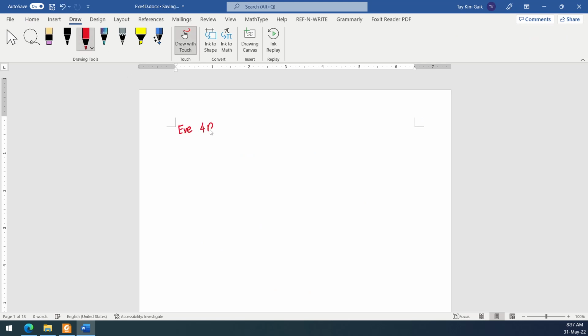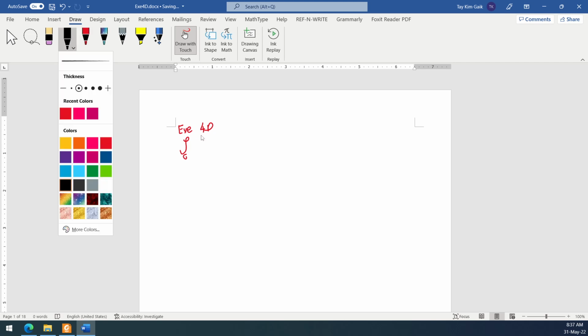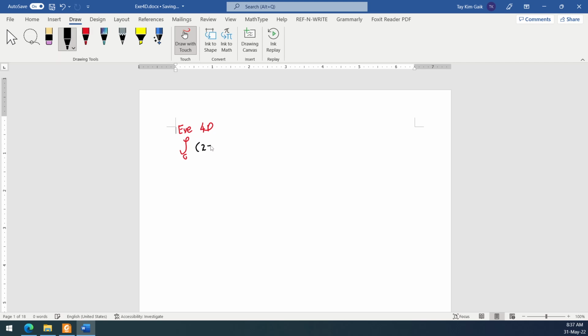Exercise 4D. Evaluate the line integral of 2 plus x squared y ds.